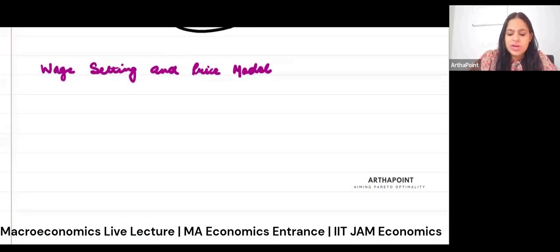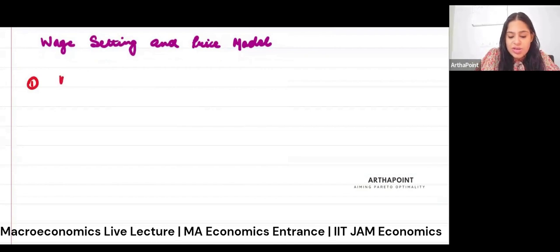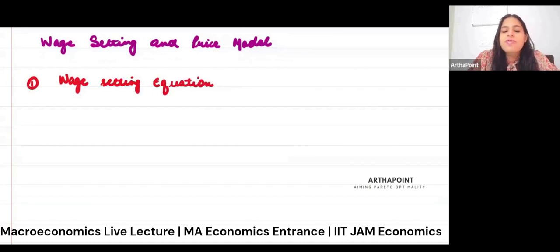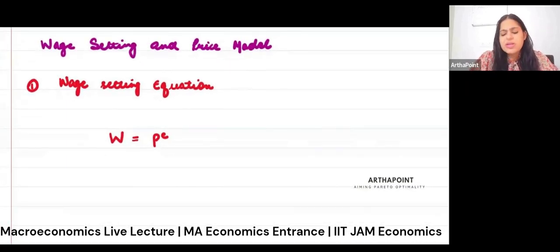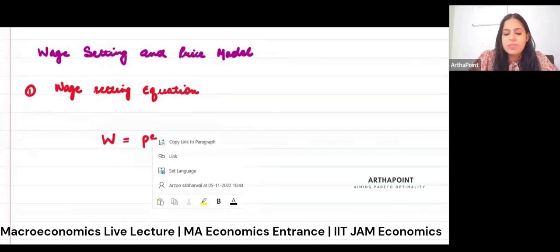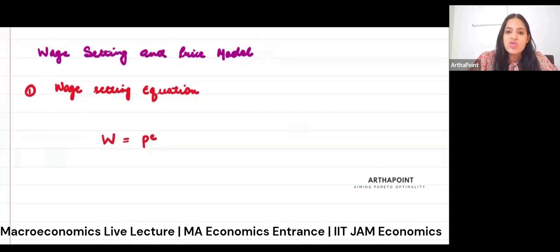To begin with, let us write down the first equation, and this would be called the wage setting equation. Who will set the wages? We know that the wages set in the economy will depend on the demand and supply side. That is how the labor market works. But for this wage setting relationship, we will say the wage is a function of the expected prices in the economy. If I expect the price to increase in the economy, I will demand more wage. And if I expect the price to decrease, I will demand less wage.